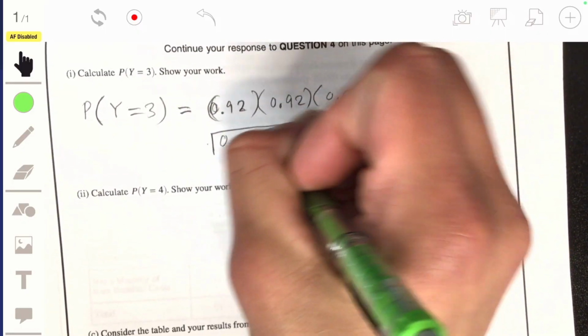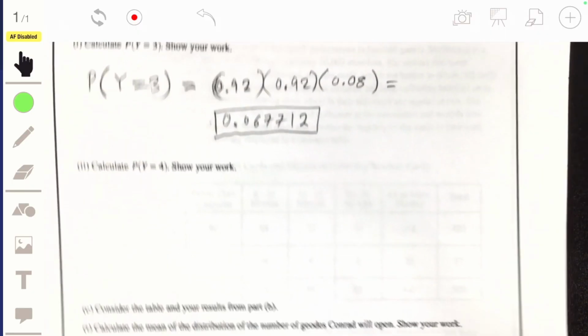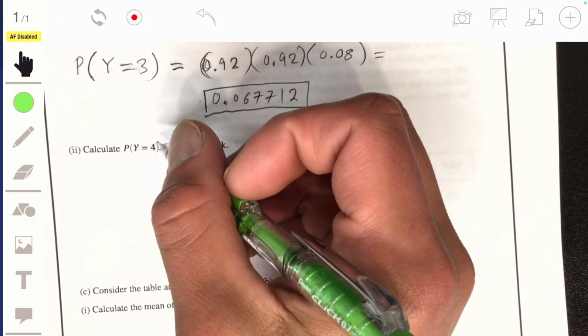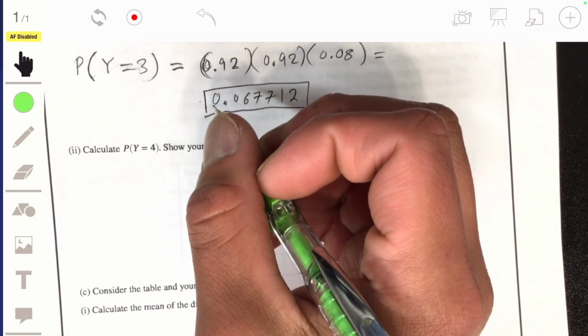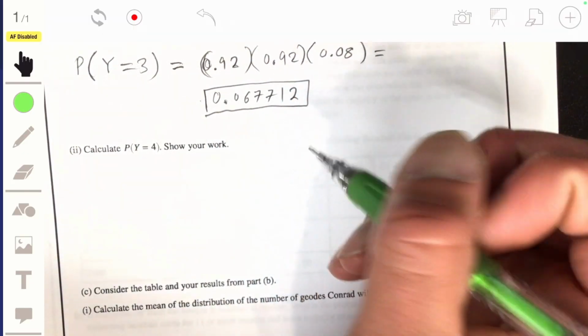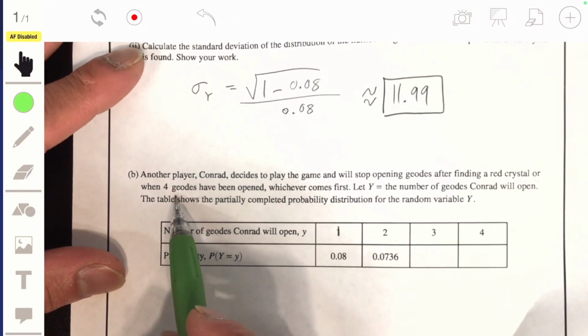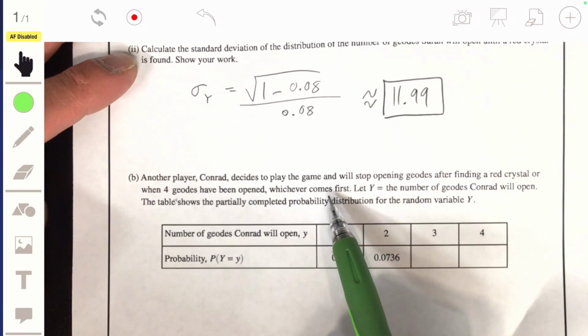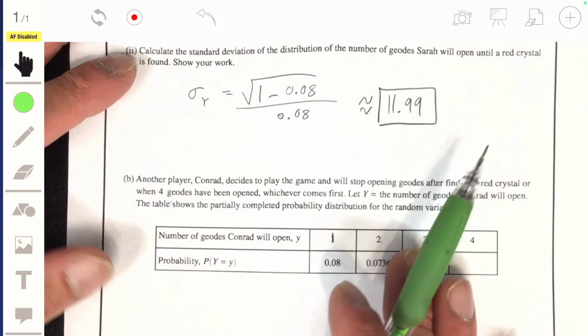The probability that he'll draw it on his third try was 6.7%, about. Now the probability that he'll get it on his fourth try, okay, this is where you have to think a little differently, because if he hits 4, he's still going to stop, whether or not he gets the geode. He's just over it, basically.